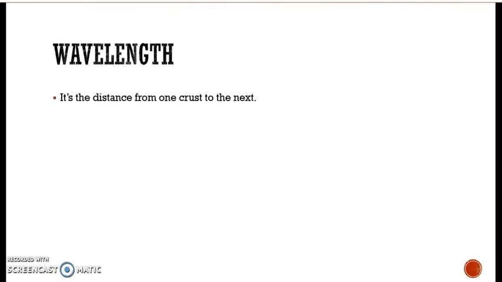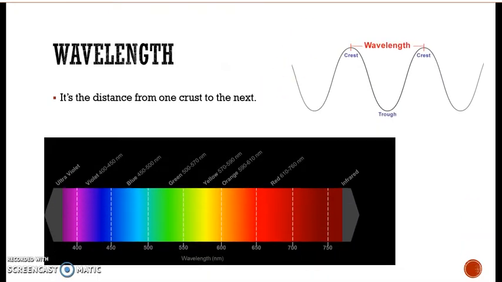Wavelength is the distance from one crest to the next. That's the crest, and that's the wavelength. As you can see, different light colors have different wavelengths. Over here it's in nm, which is nanometers. Red has 610 to 760 nanometers of wavelength. That's really small. And how about we look at violet? 500 to 450 nm. That's even smaller.